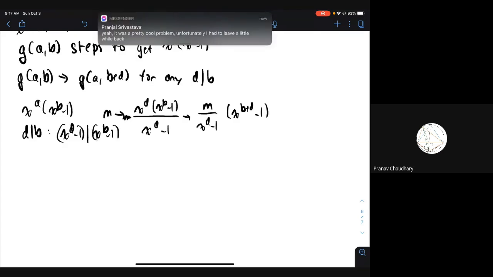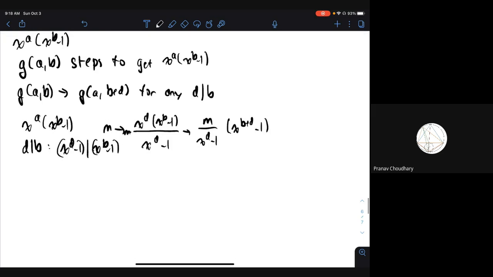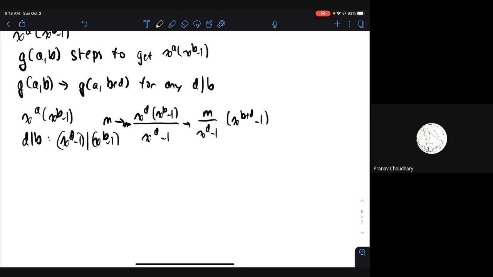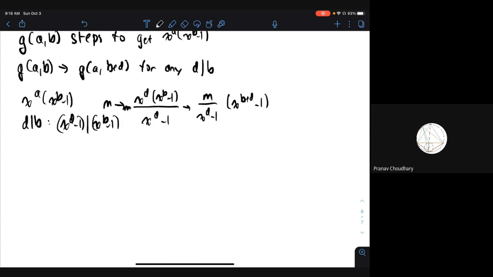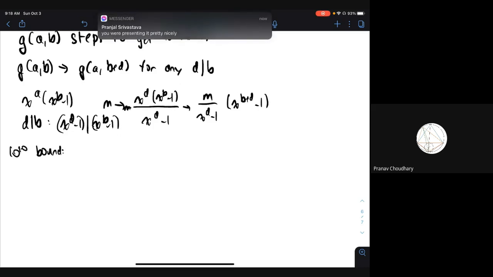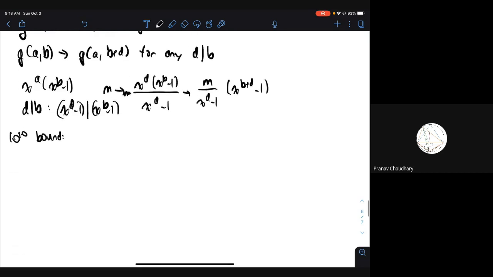So this gives us a way to get new divisors from old ones, so we can continually raise what we have. So now for the bound of 10 to the power of 10, first we have this lemma, which is that we can step from g of a b to g of a, b plus d for any d dividing b. So first we have this bound.